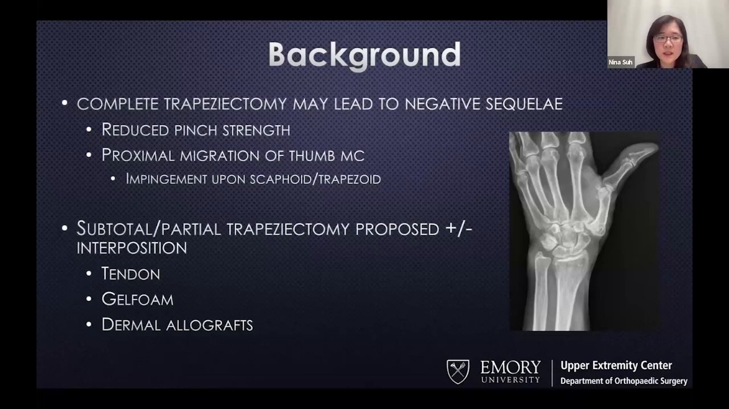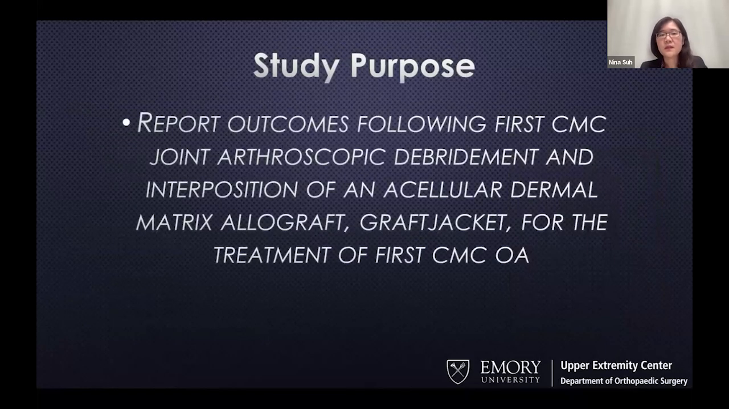And it's plus or minus interposition. In general, there's various interpositions that you can do. You can do tendon autografts, you can do gel foam, you can do dermal allografts as well. That's been reported, but this particular study wanted to look at reporting the outcome after first CMC joint arthroscopic debridement and interposition of an acellular dermal matrix allograft, the graft jacket, for the treatment of first CMC OA.